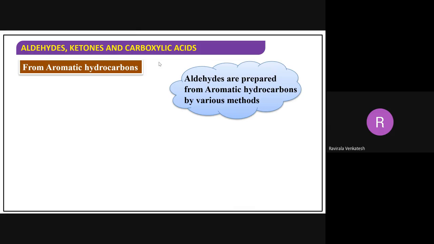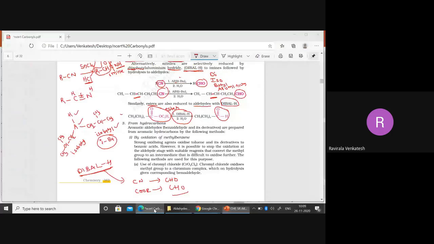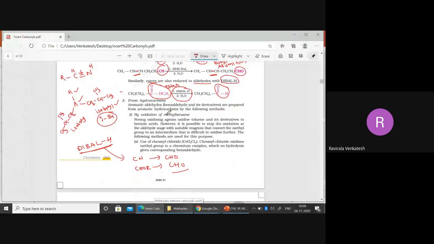Now let me see the next one. It's the third type. So everyone, 3 methods we have completed. One is Rosenmund, second is Stephen, third is DIBAL. Correct? Now let me see the next one. Again aldehydes only, preparation of aldehydes by using hydrocarbons here. Let's see the hydrocarbons now.